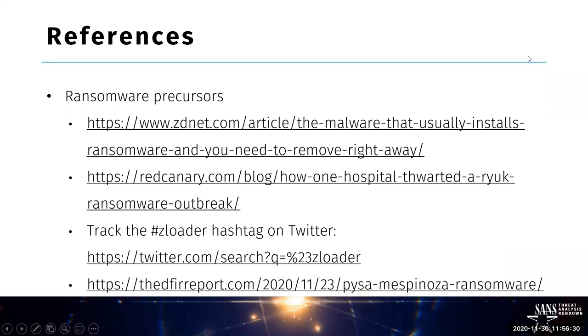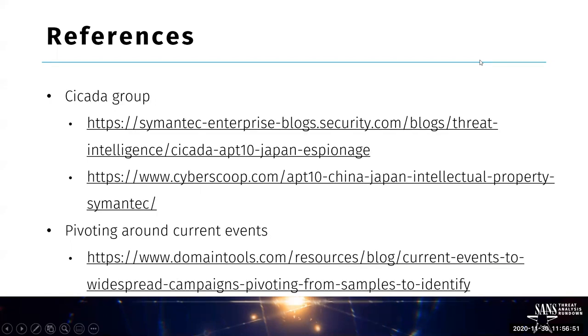And as promised, a bunch of links, right? Ransomware precursors. I'd recommend checking out this great article from ZDNet. If you see any of those malware families, tell your defenders to remediate quickly. I also recommend Zloader is one that we've seen pop up that we think leads to ransomware. Great people on Twitter. Check out the hashtag for Zloader. A lot of people who share. And that Cicada group that has overlaps with APT10 and Joe Slowik's blog post on pivoting. So there are some references for you to check out later.